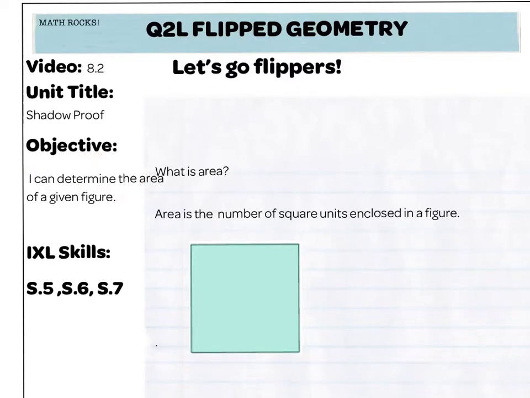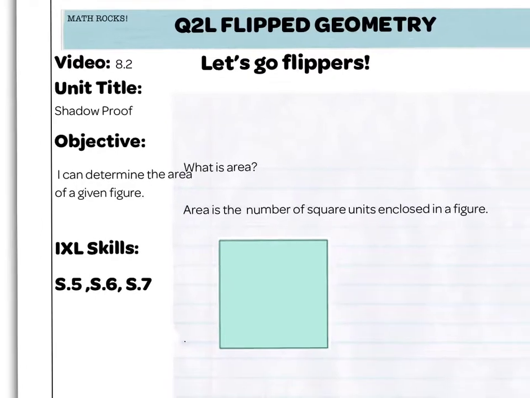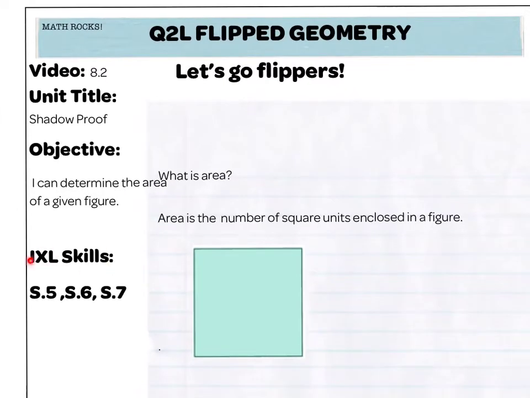And your Excel skills, there are 3 of them, and you want to try and work on these now so that when you come to class, you have some of them done. S5, S6, and S7, and these are out of geometry.